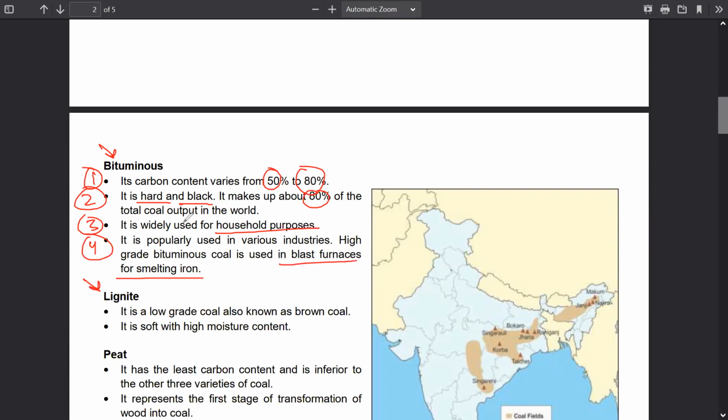Let's move on to lignite. This is the third category of coal. It is a low-grade coal, also known as brown coal. It is soft with high moisture content. Then finally, let's move on to peat.